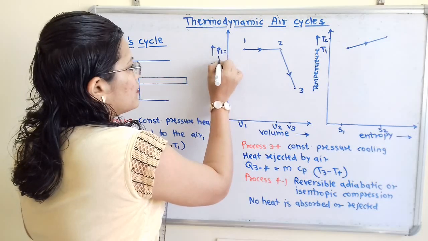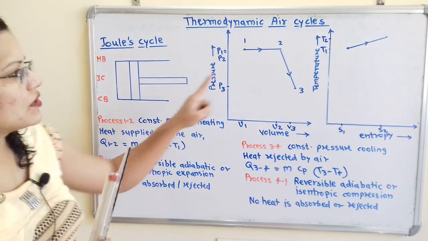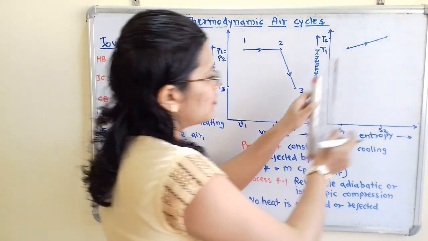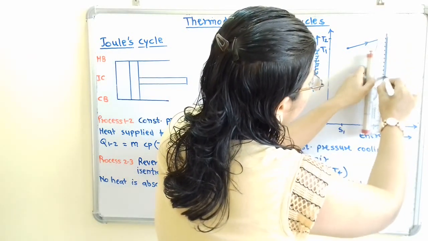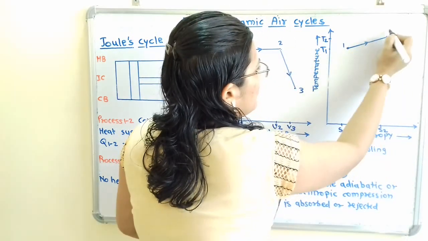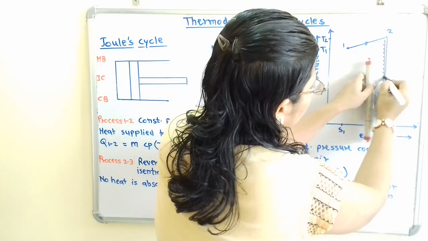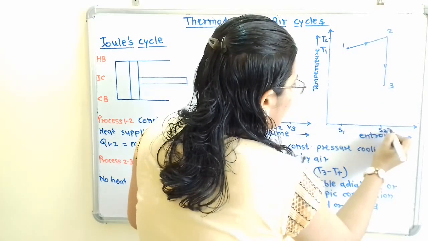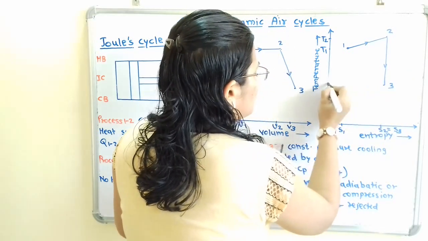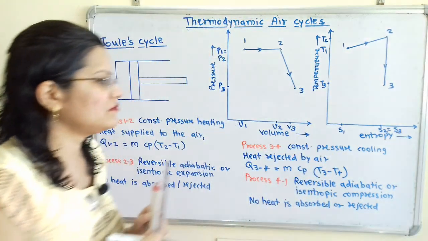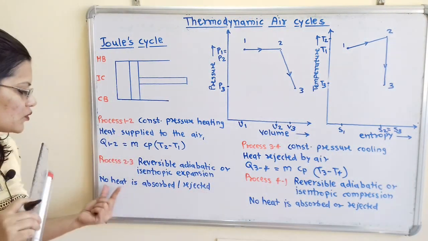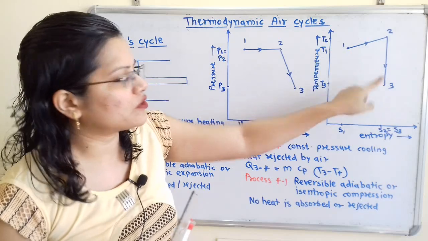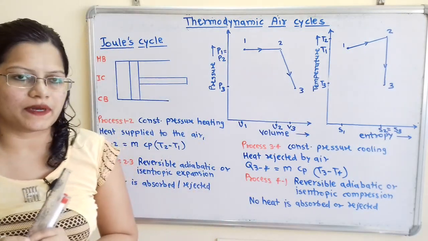So here P1 is equal to P2. And now in the temperature-entropy diagram, entropy will remain constant because this is isentropic expansion and we have to show only decrease in temperature. So here 1, 2 and I will show here point 3. So here S2 is equal to S3 and here is temperature T3. So during this process no heat is absorbed or rejected, because here entropy remains constant, so only expansion process is taking place.